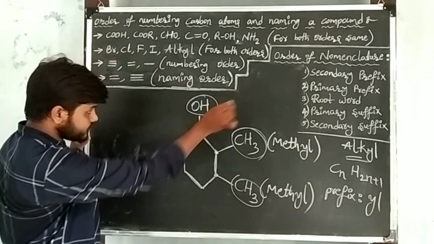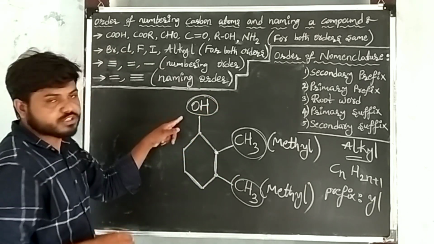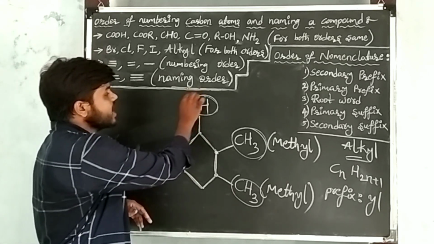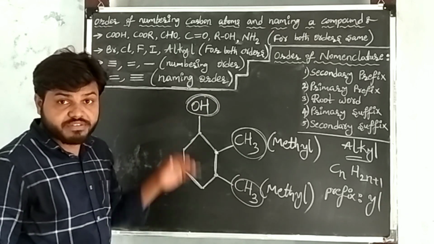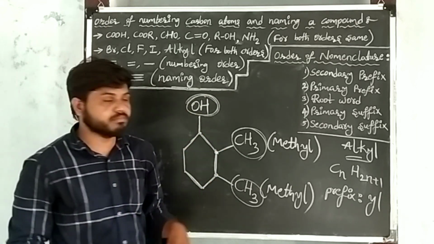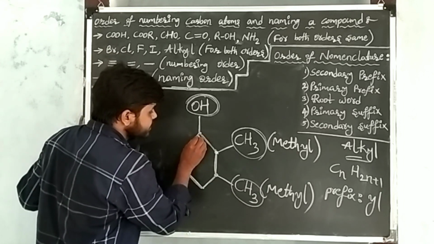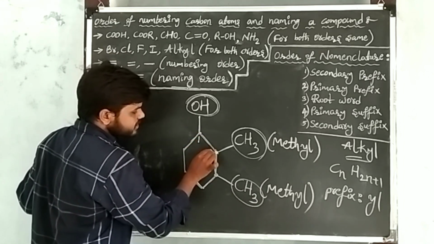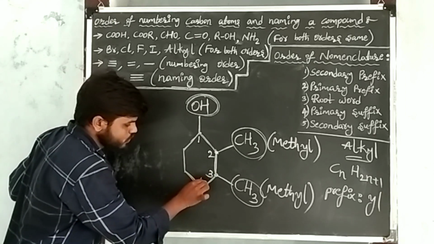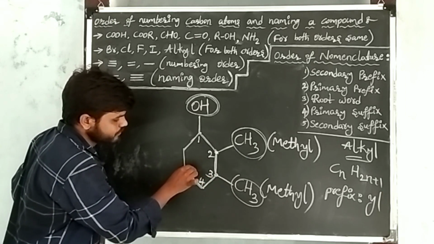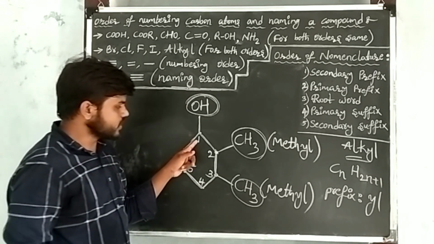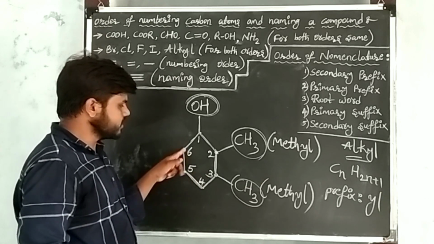Now one alcohol is also there. When you give the numbers to each carbon atom, this alcohol should get the least number. That's why I'm starting from here. This is the first carbon, this is the second carbon, this is the third carbon, this is the fourth carbon, this is the fifth carbon, and this is the sixth carbon.